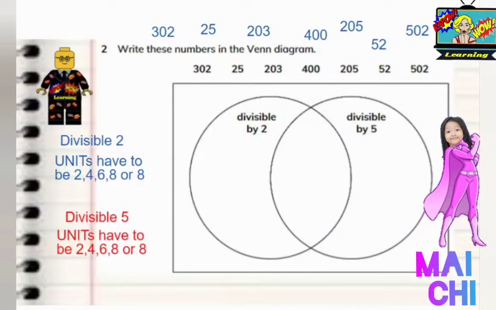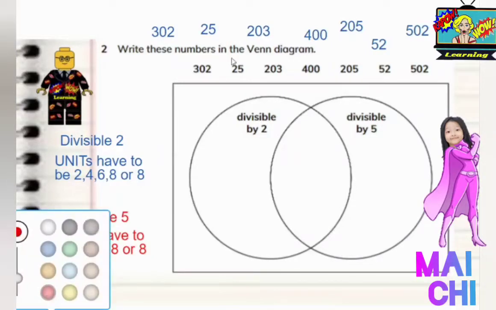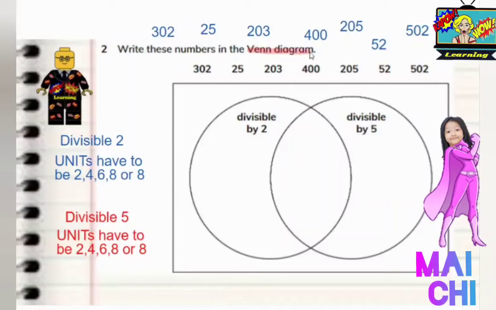Yes, I'm here. Excellent. And as you can see, it is maths, and we're looking at this big word here, Venn diagrams. Now, this is a Venn diagram, and I will do videos about this. And the question says, write these numbers in the Venn diagram. So we've got 302, 25, 203, 400, 205, 52, and 502. Now, in this Venn diagram circle, we need divisible by 2. In this one is divisible by 5. Now, we've just written down the rules here.